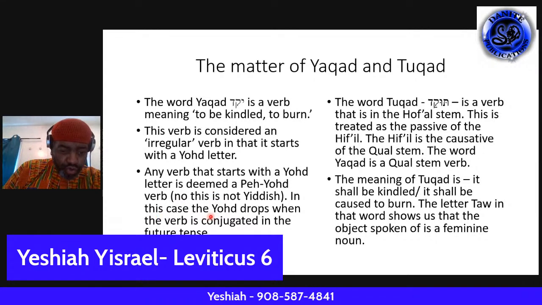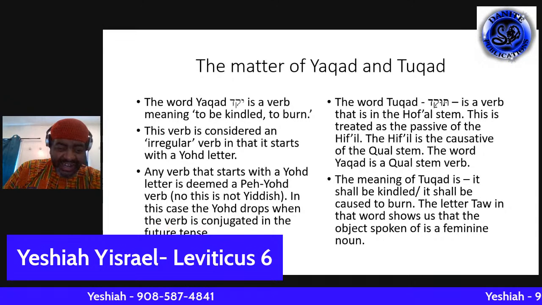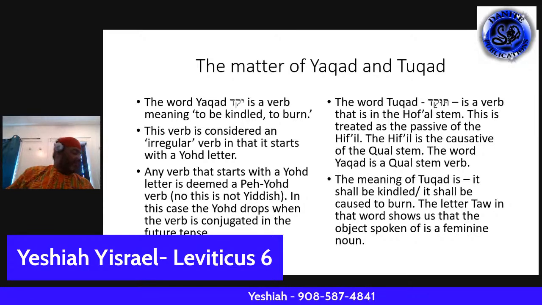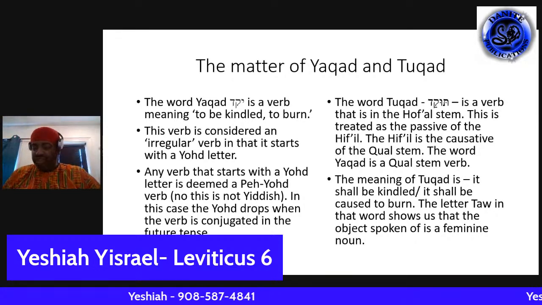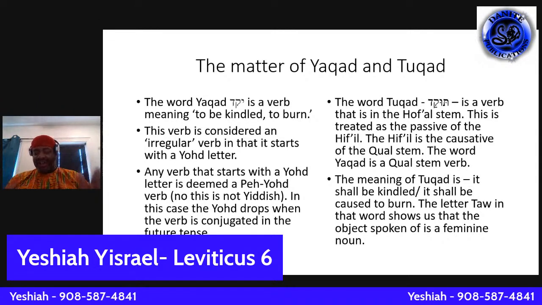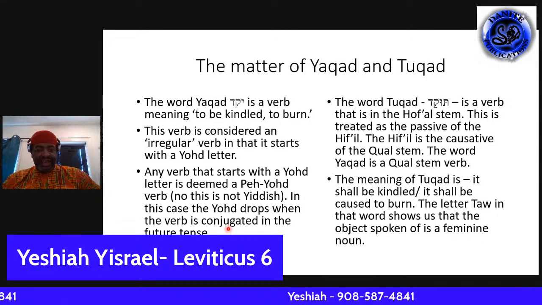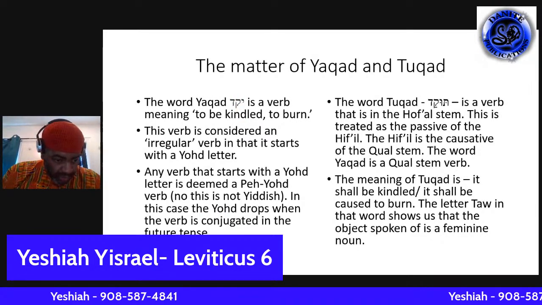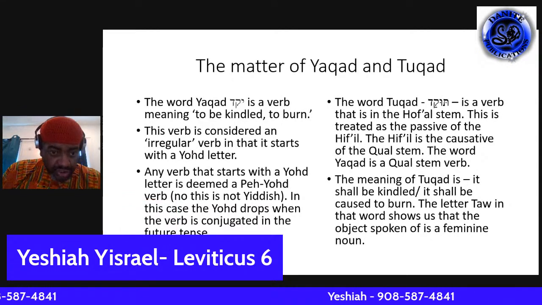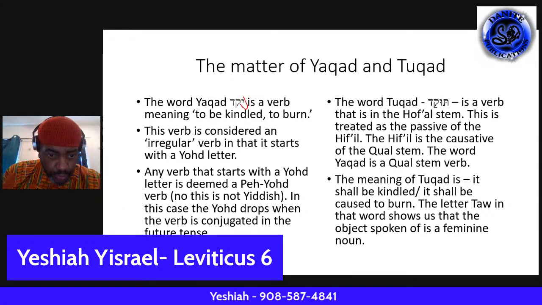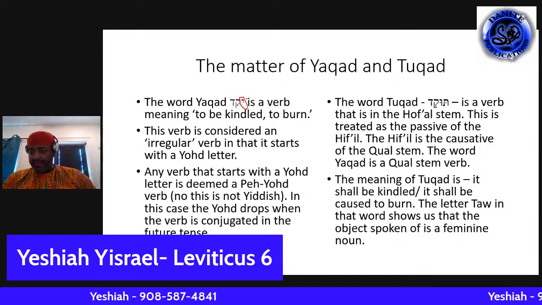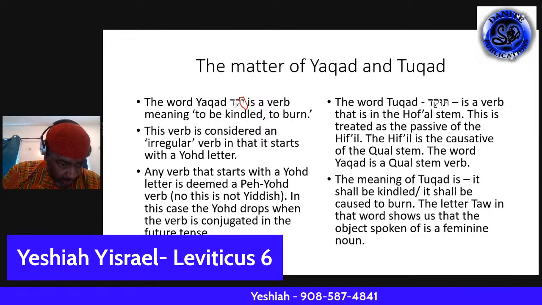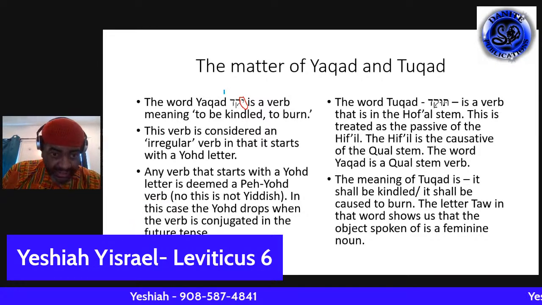In this case, the yod drops when the verb is conjugated in the future tense. Now, we are already familiar with what conjugation is. That's when you take something and put it in the past, the present, or the future. It is conjugated in those aspects. So now looking at it in this case, yaquad, brothers and sisters, we want to show with the pen and circle the yod there. We also want to highlight the yod.